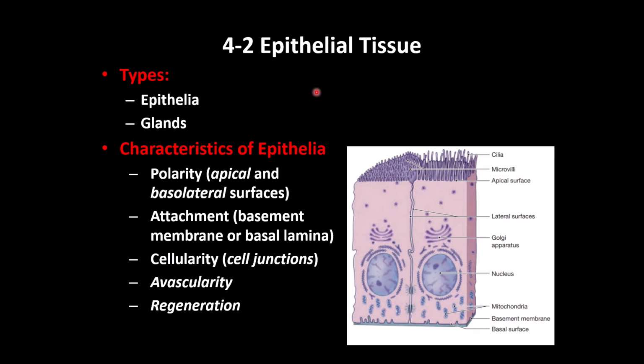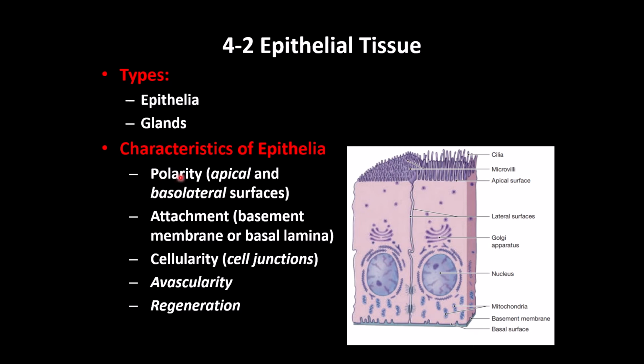The epithelial tissue is divided into epithelia and glands. Epithelia is usually for protection, and glands are for secretion. Now let's talk about the specific criteria and characteristics of epithelial tissue that are different from other types of tissue.